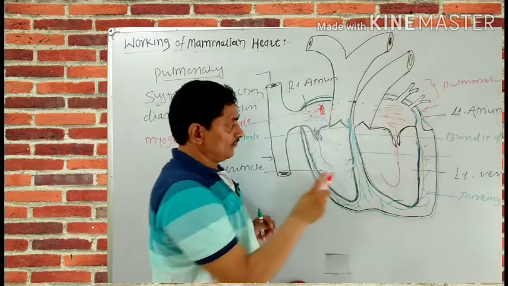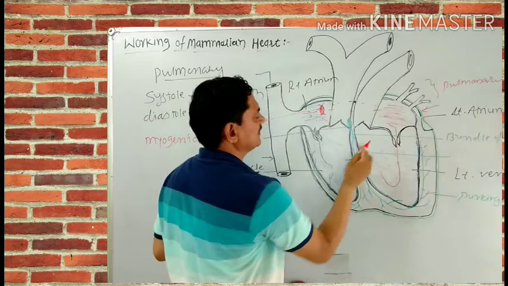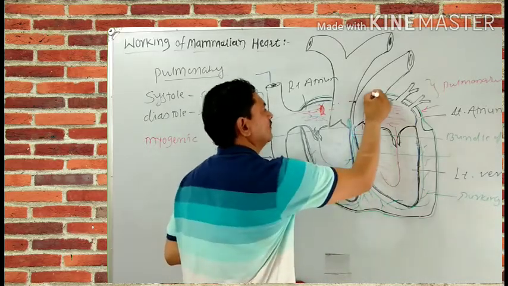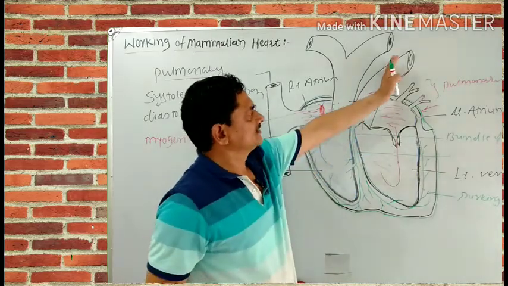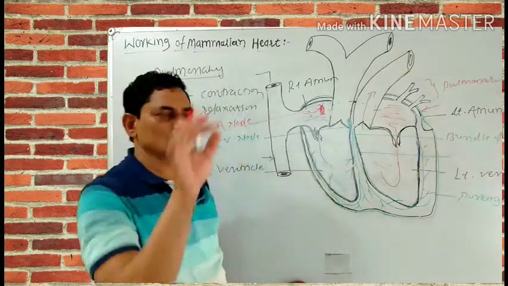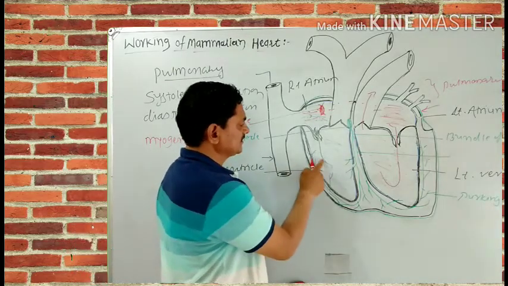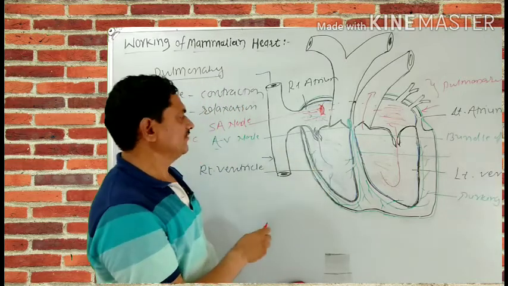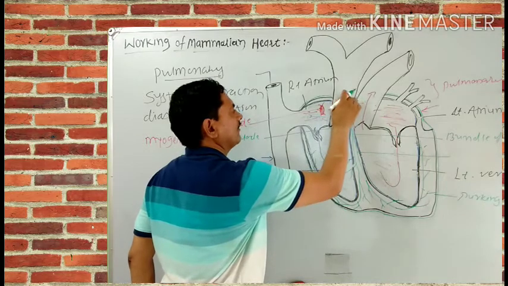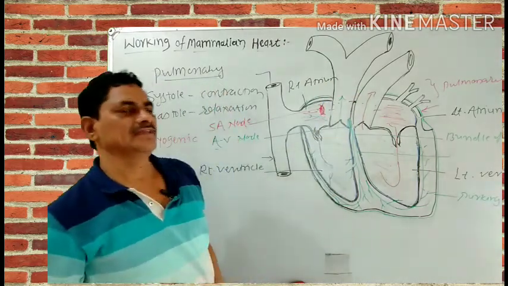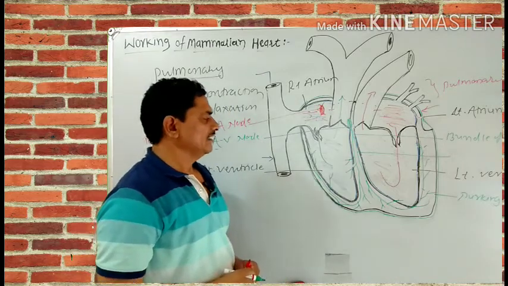aorta. From the left ventricle, the oxygenated blood passes into the left systemic aorta, and through this left systemic aorta it is circulated to all parts of the body. Whereas the deoxygenated blood present in the right ventricle enters into the pulmonary aorta or the pulmonary artery, and goes to the two lungs, the left and right lung.